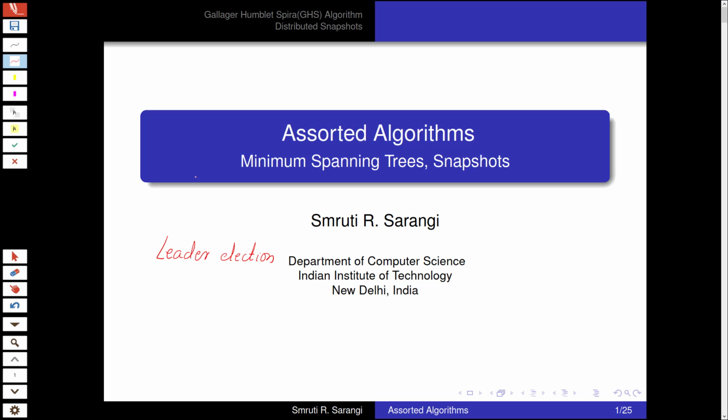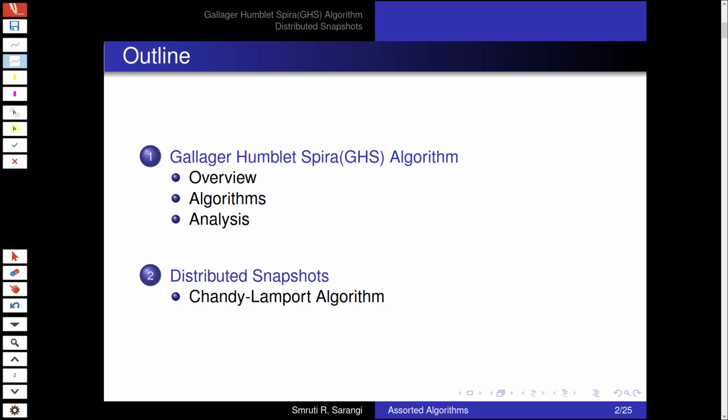In this lecture as well, we will discuss one way of taking a snapshot of a network. That also becomes easier if we have a tree. So which tree should we choose? Well, a good tree is a minimum spanning tree. The reason being, it minimizes the length of the edges, so it kind of keeps things close by. We will discuss the Gallager-Humblet-Spira algorithm, the GHS algorithm. We will discuss the overview, the algorithm and the analysis, and then everything about distributed snapshots.